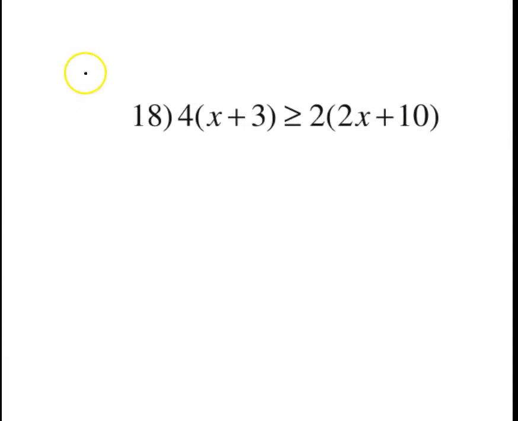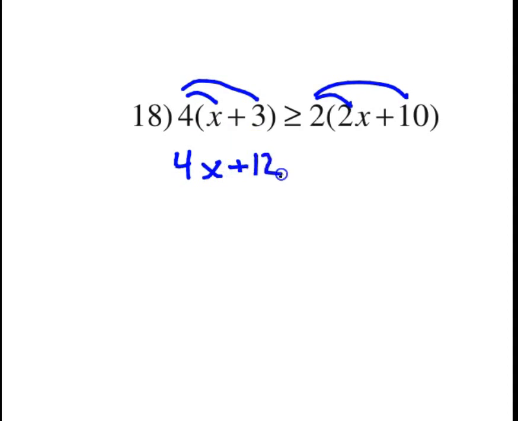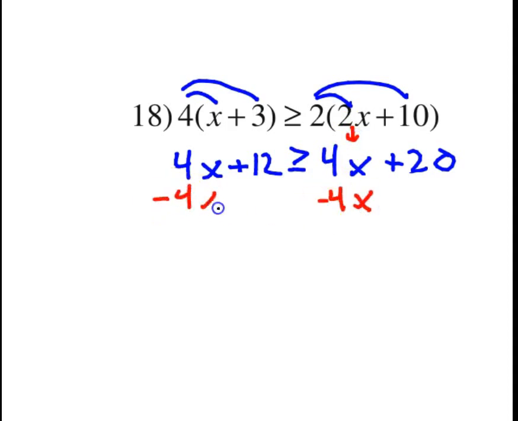Let's give this one a try. Do some distributive property. Once again on both sides. We have 4x plus 12. And we have 4x plus 20. Okay, variable on the right, let's go ahead and subtract that out. Do the opposite. And number on the left, let's subtract that. Since it's positive 12, subtract that out.